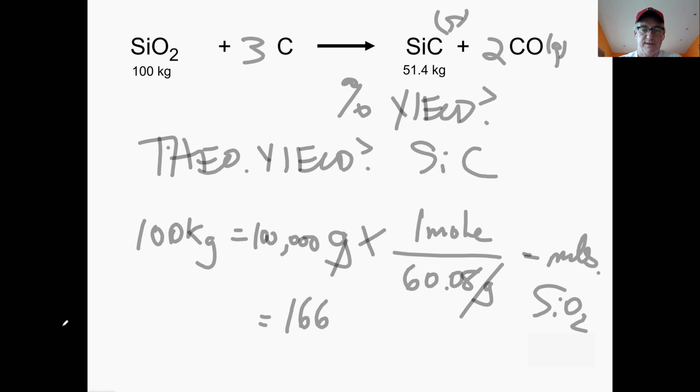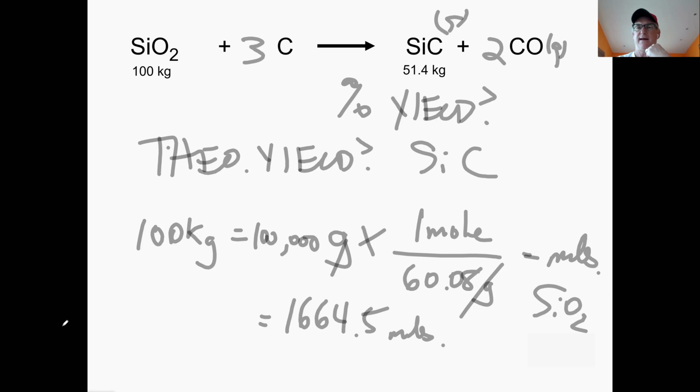1664.447. 1664 times point something. 447. 1664, like 0.5. Is that close enough? Yeah. Okay. So that's how many moles of reactant we start with.